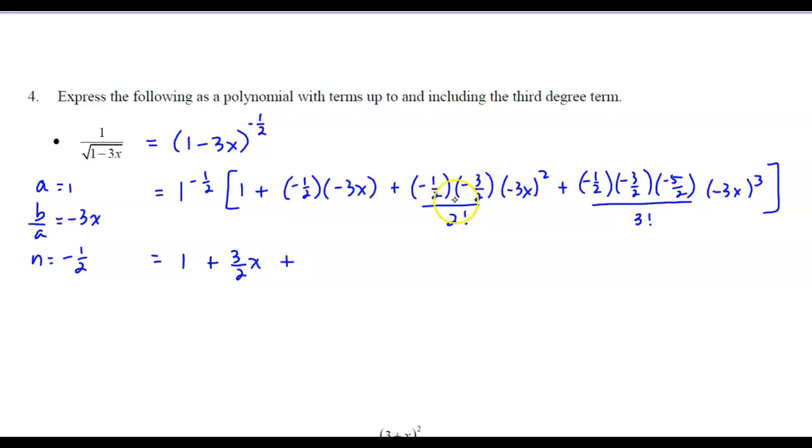So you can use your calculator if you need to, but that's going to be 9 times, that's going to be 27 over 8x squared. And then that's going to be a positive again. So that 3 divides out. 27 times 5, 135 over 16x cubed.